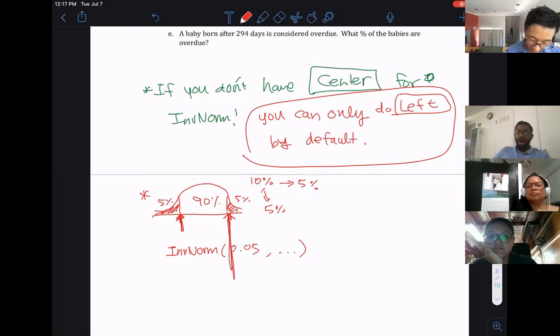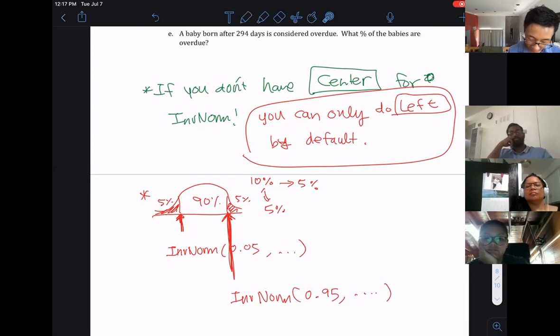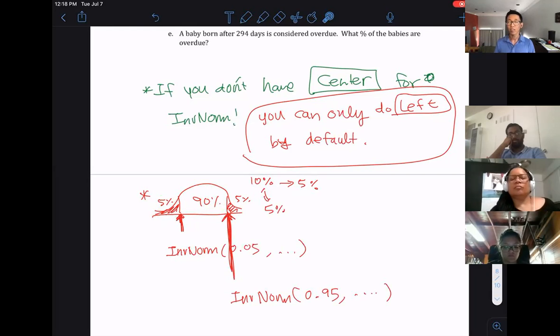And this point will be inf norm. Basically, you're going to get the same answer, but 0.95 and so on, because this whole area to the left will be 90 plus 5, so it's 95%. Got it. It's going to be a little weird, but we can still figure it out. So you'll be okay. Thank you.